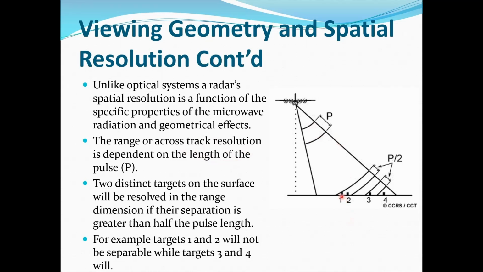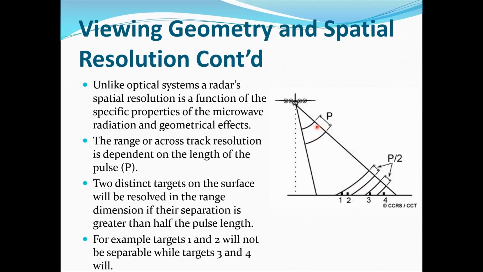Imagine you have two objects at 1 and 2, then you have another object at 3 and 4. Now, the across track resolution of a radar image is half of the pulse length. It's just the design pulse of the radar beam. I don't know if I may relate pulse to wavelength, but you can. In sound, the pulse makes more sense, okay?